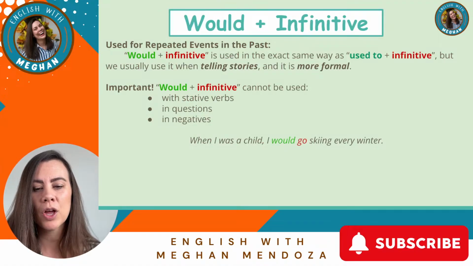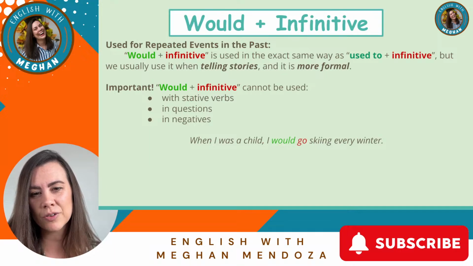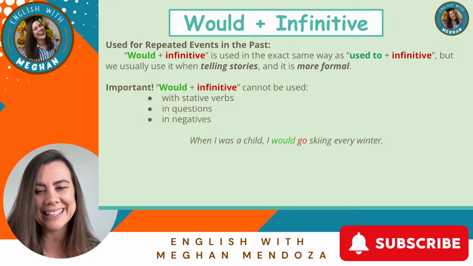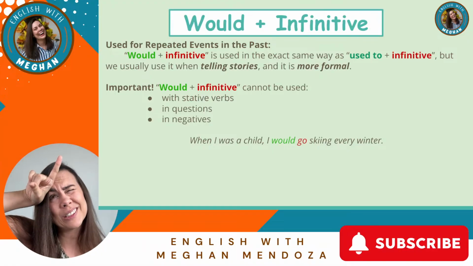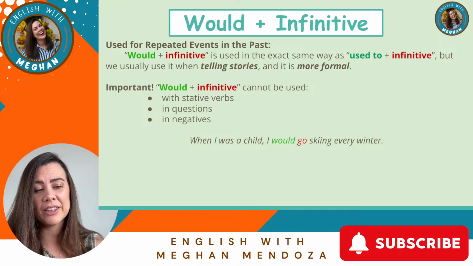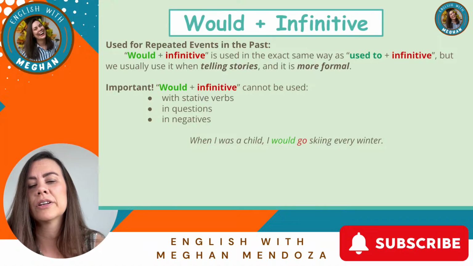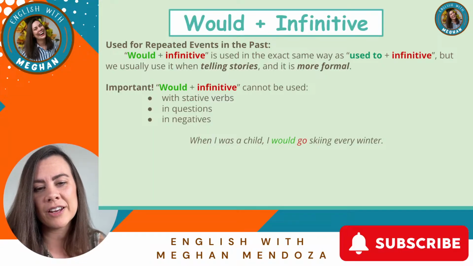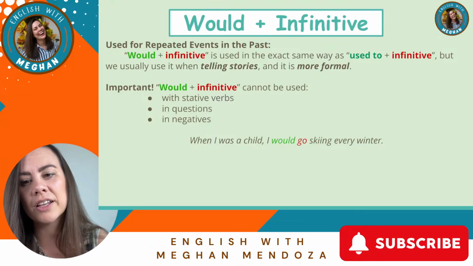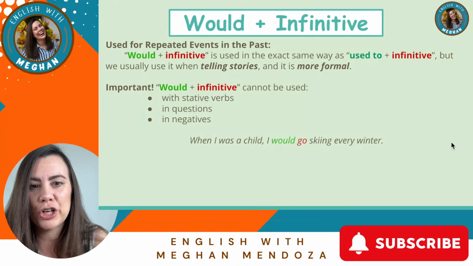For example, when I was a child, I would go skiing. Notice the pronunciation of that there, skiing. It should be ski, and then you add a little Y sound, if that helps you. Ski, and then ying, skiing. Be careful with that. It's not skiing, it's skiing. When I was a child, I would go skiing every winter.